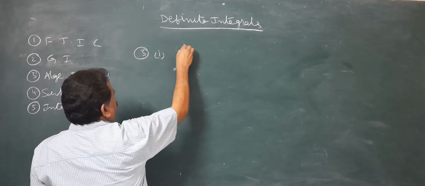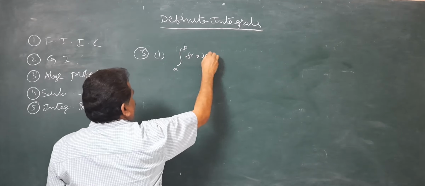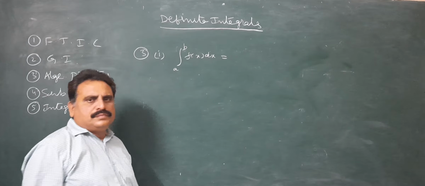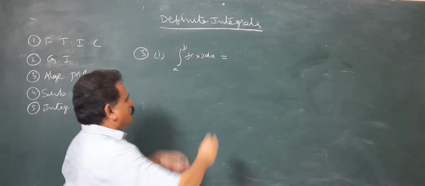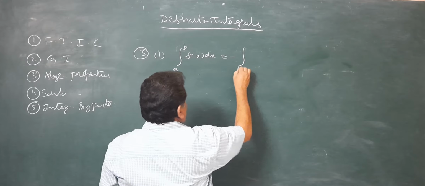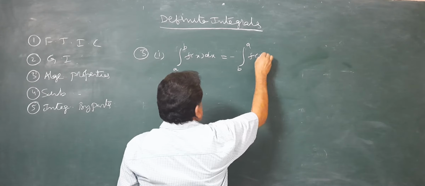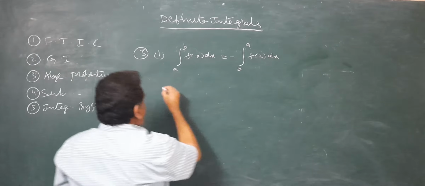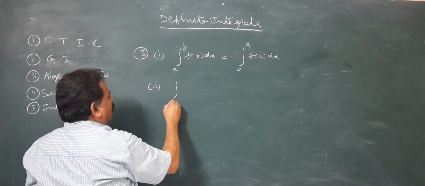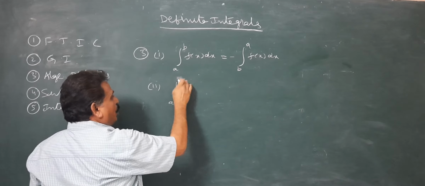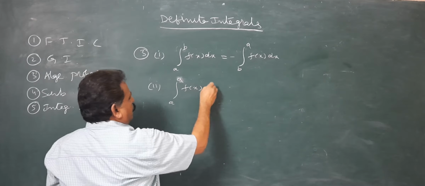Integral a to b f of x dx, if we interchange the limits, that value is minus integral b to a f of x dx. As well as the second one, if the limits are equal, a to a only, in that case that value is 0.